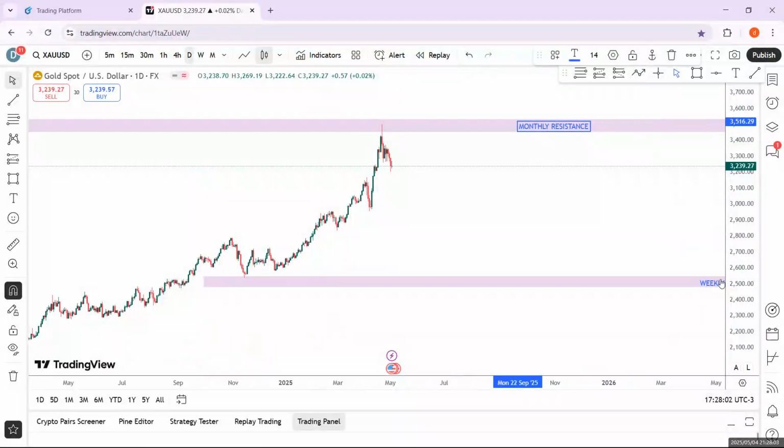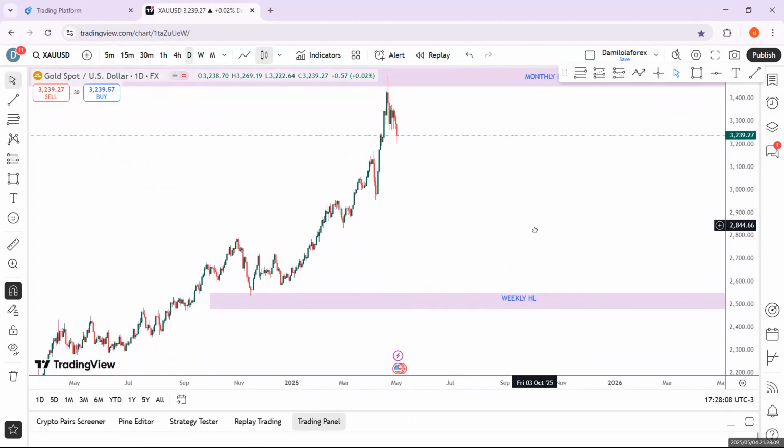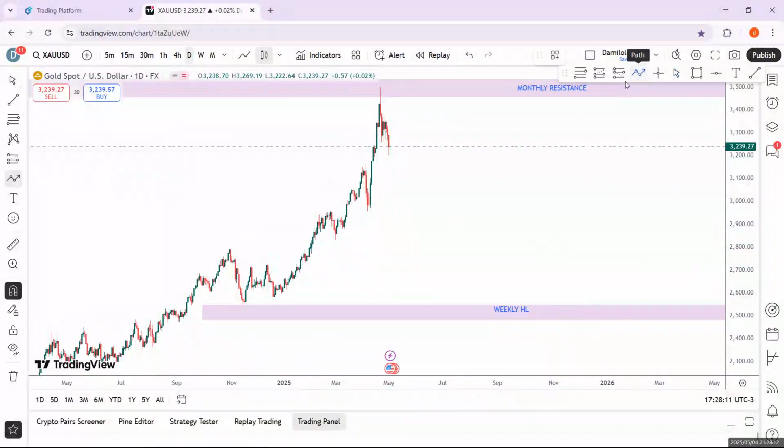Okay, so this is the monthly resistance, this is the weekly higher low level right here, and we are here to look for a trade entry opportunity within this window, which is now our structure circle. So you can see how we brought it from the monthly to the weekly, to the daily, and that's how we'll keep bracketing prices into range of focus until we see a real-time trade entry opportunity.